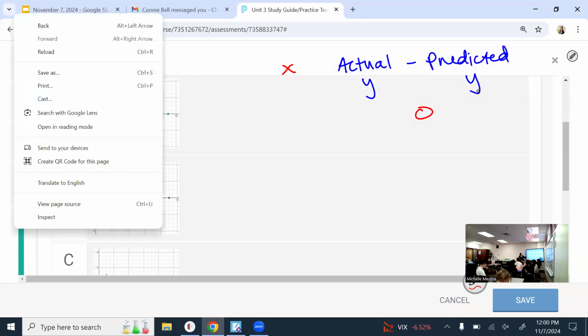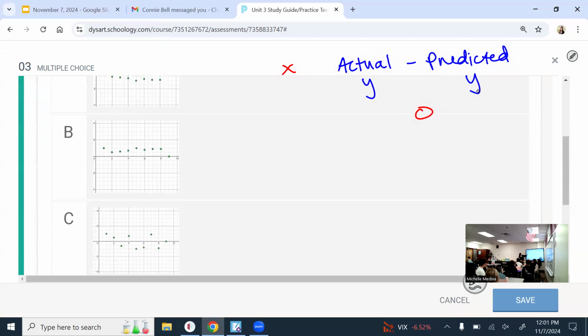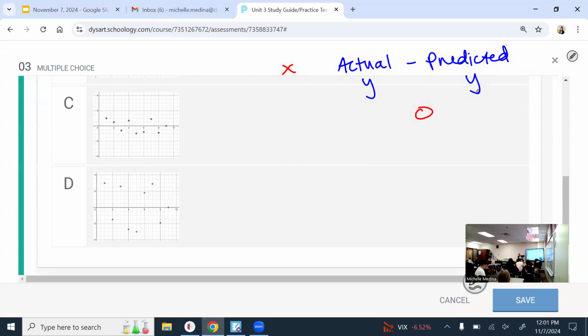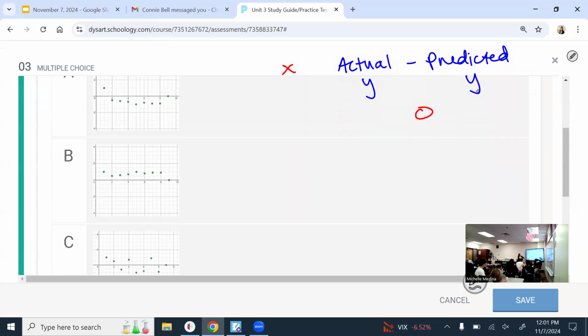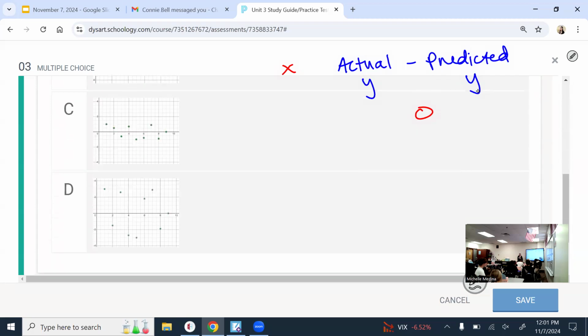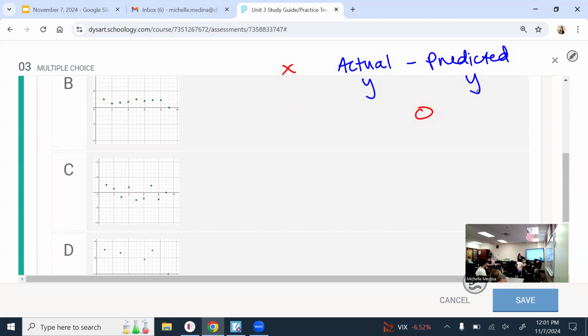So take a look at what I have on my screen. It's probably different from most of your screen. Right, there's A and B. There is C and D. Out of mine, which one seems like it'd be for the best line of fit? So which one has it where it's close to the x-axis and some points above, some points below it?